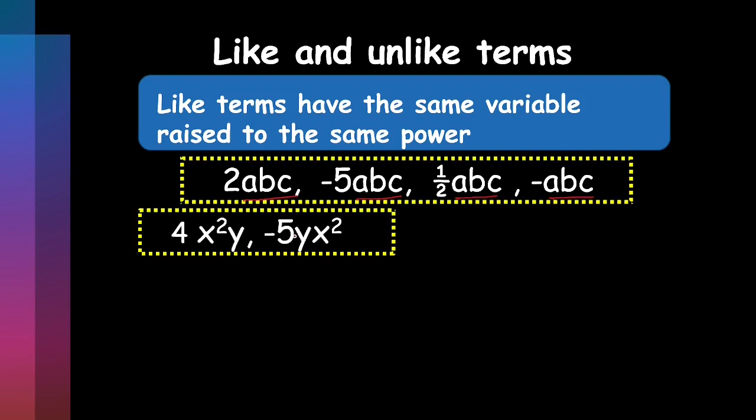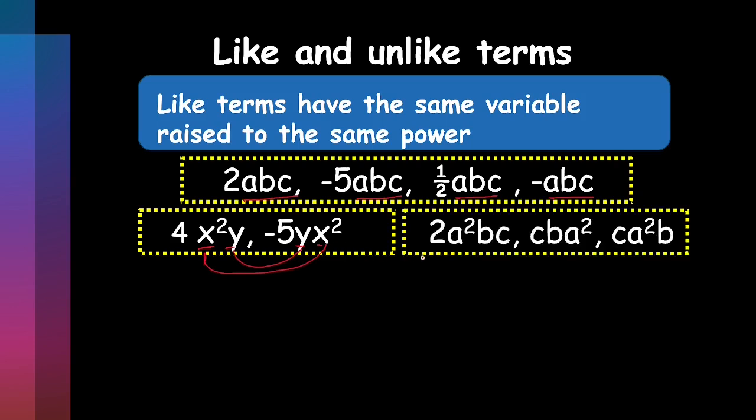Negative x square y and negative 5 yx square. If we are interchanging the place of those factors, here x square y and here yx square, but both the factors are the same. Here also y, here also x square. That means those are also like terms. Here also a square, a square and a square. Here b and b. Here c and c. Here all those numerical factors are different, but the literal factors all are the same. That means all these three are like terms.